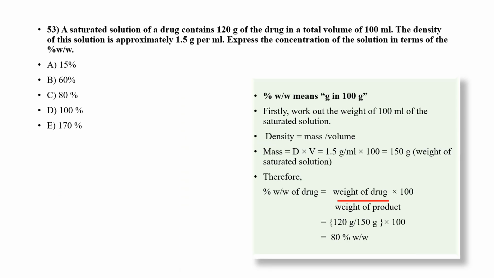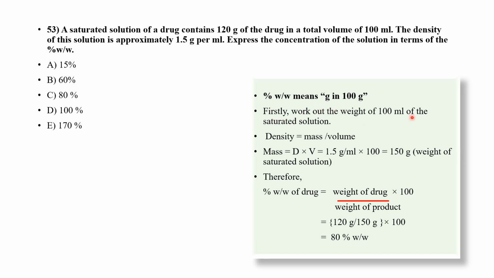Next question. A saturated solution of a drug contains 120 gram of the drug in a total volume of 100 ml. The density of the solution is approximately 1.5 gram per ml. Express the concentration of the solution in terms of percentage weight by weight. Okay, so in this question, here the weight of the drug is 120 gram and the total volume is 100 ml. Density is given as 1.5 gram per ml. We need to express the concentration of the solution in terms of percentage weight by weight. So percentage weight by weight means gram in 100 gram.